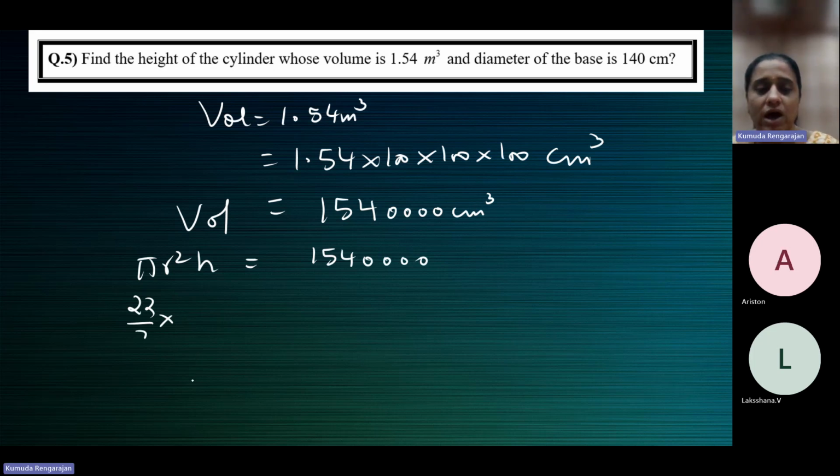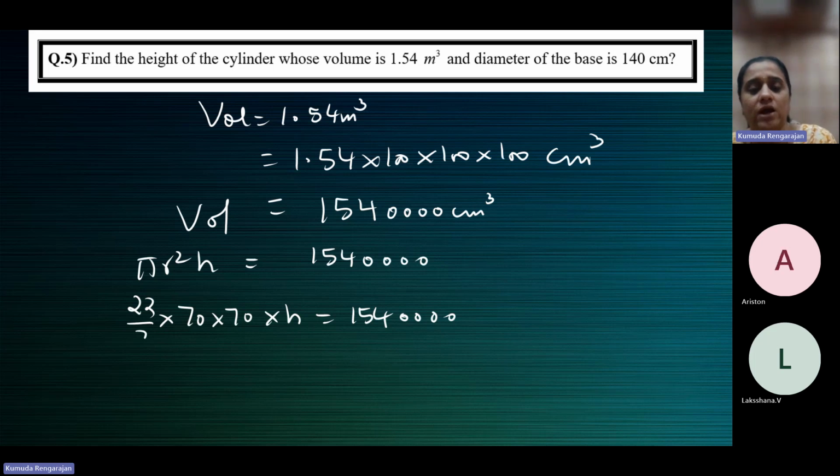Diameter is 140, so r will be 140 by 2, which is 70. So 22 by 7 into 70 into 70 into h is equal to 154.1212. We'll have to solve this and find the value of h. You can see there is one equation and only one unknown, h. So you can solve this and find the value of h. See the answer here.